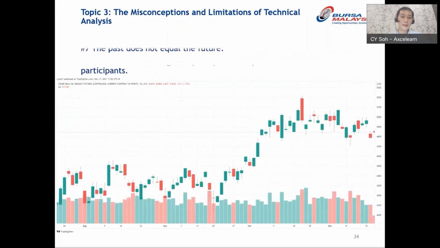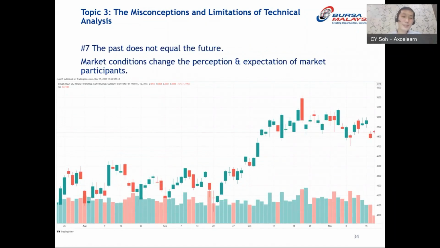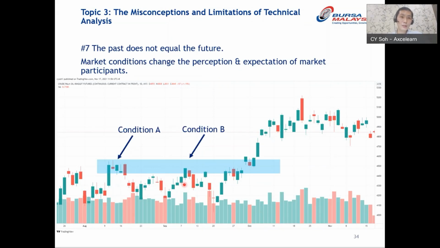Now, one last one. Remember the last assumption: technical analysis assumes history will repeat itself. But for all of us who have traded before, we understand the past does not equal the future, and market conditions will change the perception of the market participants. For example, on this blue area, which is what we call the resistance area, let's say we use this as a benchmark for our resistance area. Here we can see this is condition A. At this particular time we have condition A, but moving forward at this particular time we have condition B, and moving forward again, there would be condition C as well.